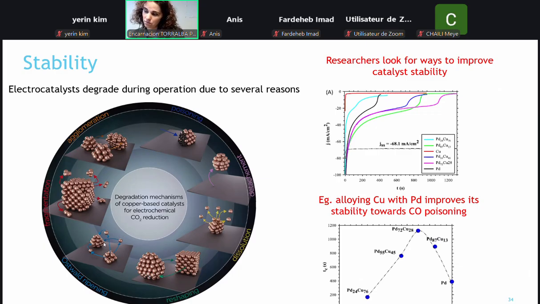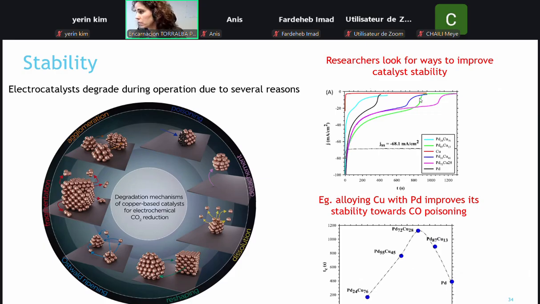This is like for Ostwald ripening. For me, it's kind of reshaping also. And the fragmentation. So you see an agglomeration. There are a lot of ways for catalysts to degrade.